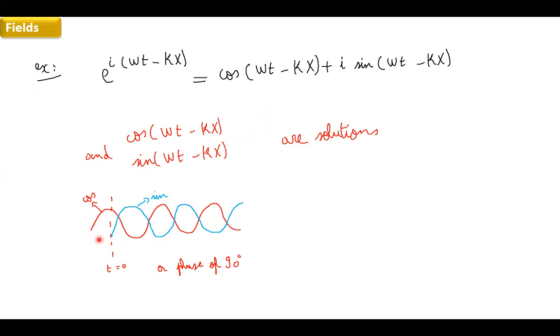So if you draw it here, if you put the cosine as the red curve, and the sine here as the blue curve, for t equals 0, you see that you have a difference of phase, or a phase of 90 degrees.